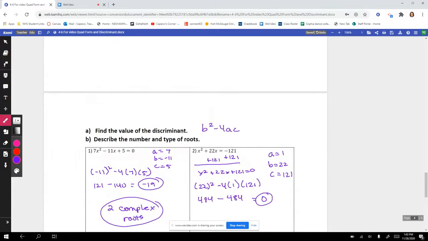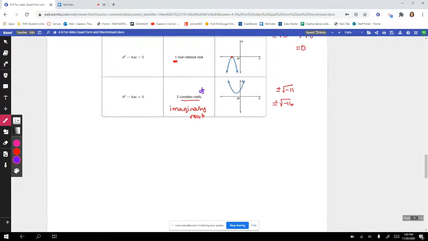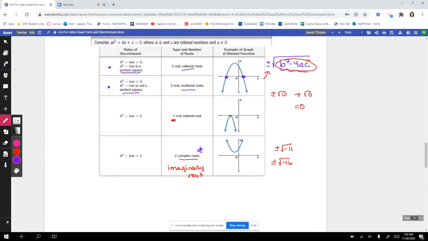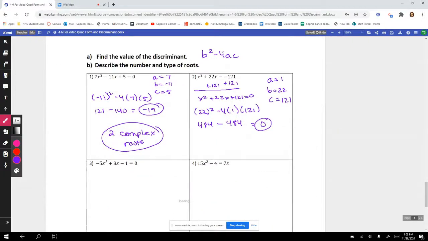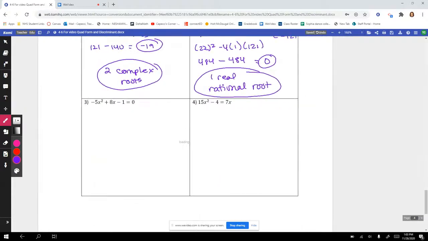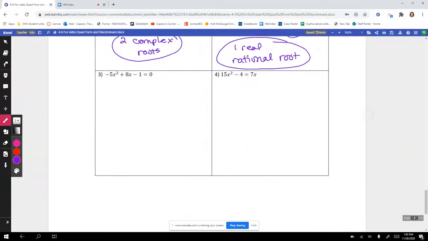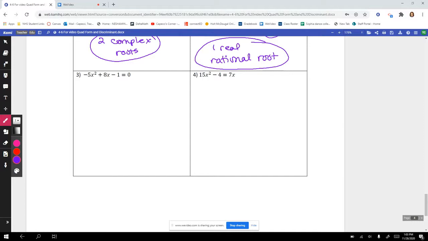Let's go back to the chart. Okay, so last time it was negative, so it was 2 complex roots. This time where we have a 0, it means I have 1 real rational root. So that's going to be the other part of that question. It's going to be 1 real rational root. Okay, again, all of this is really understanding the quadratic equation and the graph, what it's going to look like. Okay, so again, here we go.